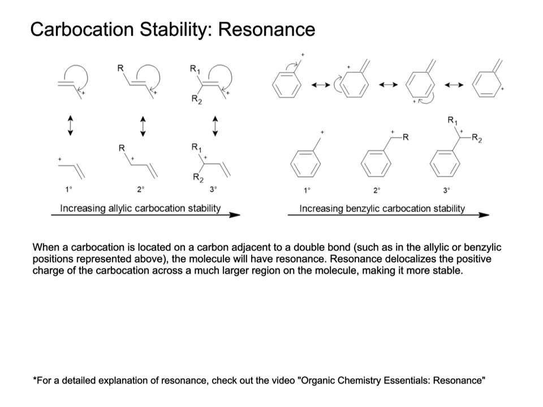The second factor that we need to discuss when referring to carbocation stability is resonance. When a carbocation is located on a carbon adjacent to a double bond, such as in the allylic or benzylic positions represented in the top left and top right images respectively, the molecule will have resonance. Now, I must stress that the positive charge cannot be found on the carbon that is part of the double bond.